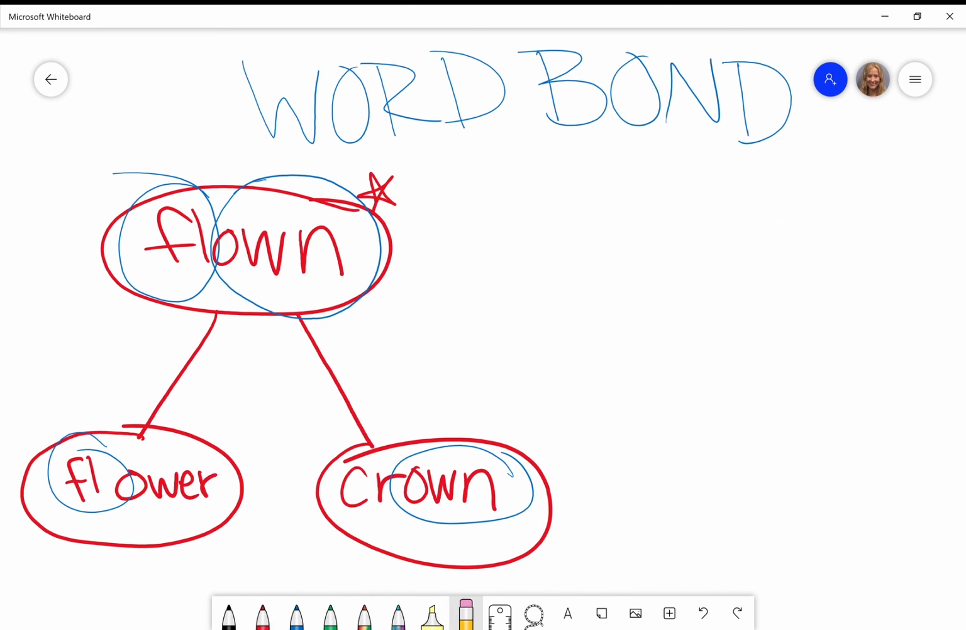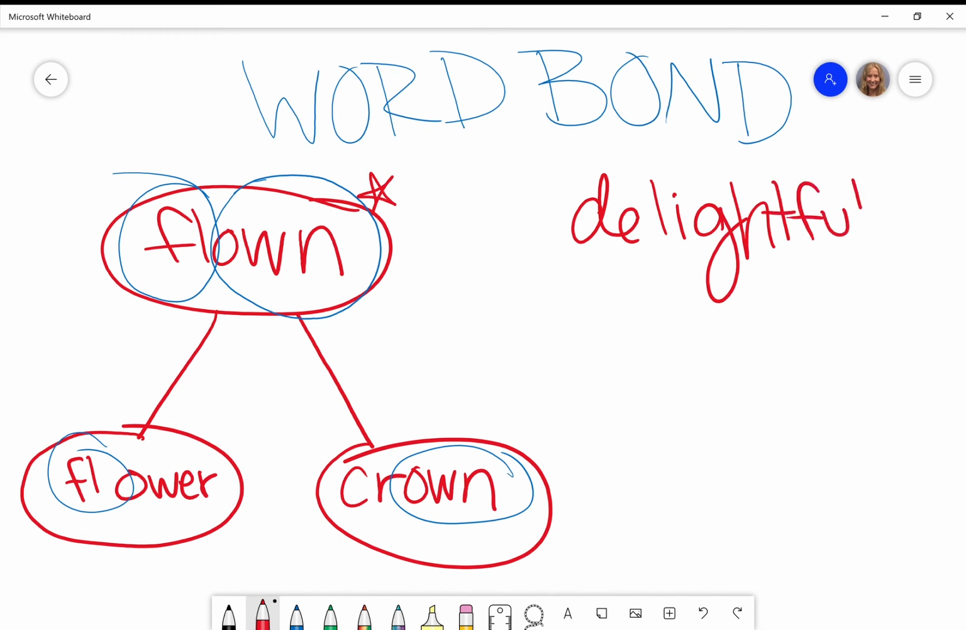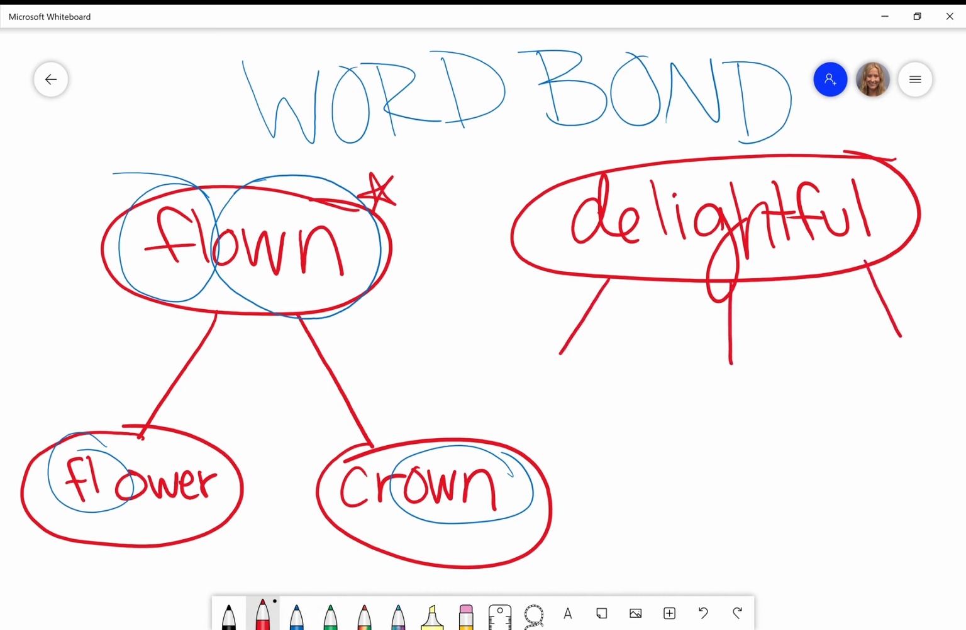So this is how you could break up your word into two parts. You could also break up your word into three parts. For example, here is the word delightful. This is a bigger word, so naturally I'm thinking, oh, it's going to be so much harder. But it doesn't have to be. I can make this problem fairly simple.